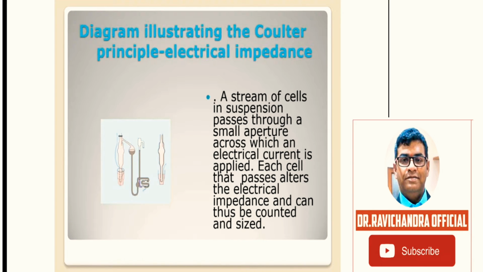And these Coulters mainly work on the principle of electrical impedance. What is happening in this electrical impedance is a stream of cells in suspension passes through a small aperture across which an electric current is applied, and each cell that passes through alters the electrical impedance, and thus it can be counted and sized. This is the electrical impedance principle lying behind the Coulter's working.